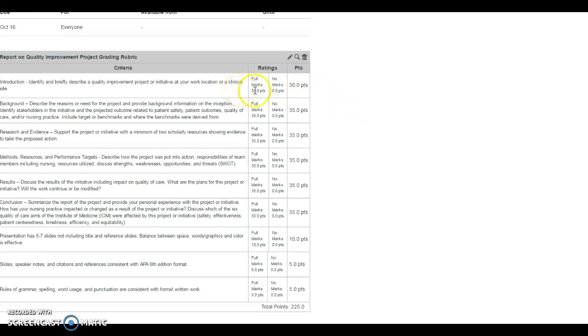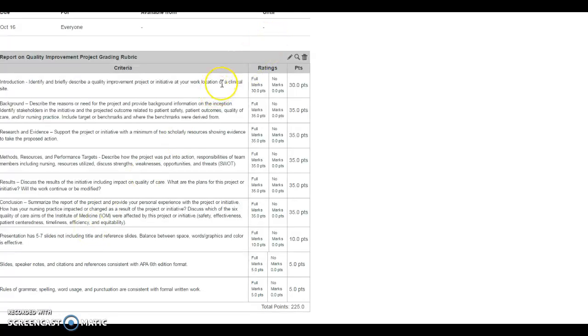So your first slide, it has to be, I'm sorry, let me get back to this, 5 to 7 slides. That does not include your title or your reference slide. So there are 6 topics to be covered within this area. So I would think you'd have a minimum of 6 slides. You may even have more to cover all this information.